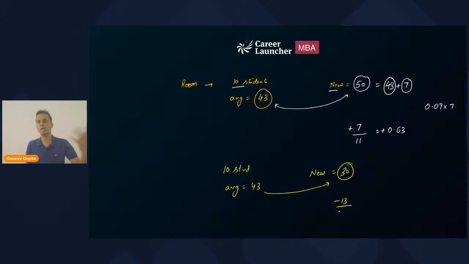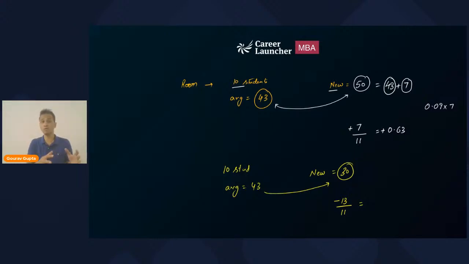So this 13 will take equal value from all the students, right? Now, if this 13 is distributed among 11 students, so I can say that minus 13 upon 11 will be the change in average. Am I clear? So this is how you need to treat these questions.